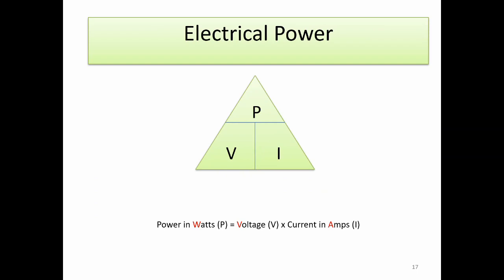We can also use the triangle for electrical power. The power in watts equals the voltage in volts times the current in amps.